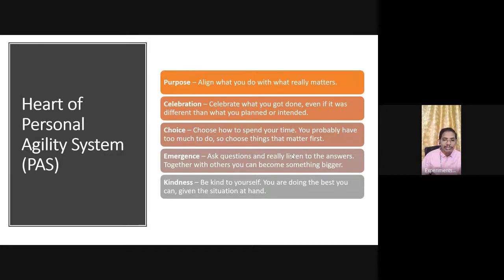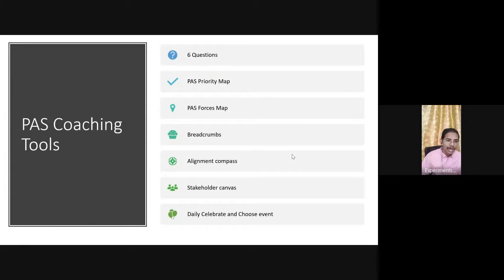So you need to be very kind with yourself at the end of the day. Okay, so how are we doing this? This personal agility system consists of these tools. Okay, let's look at some of the things here. So 6 questions is asked. What are the questions? I'll tell you. Then there is a priority map. So this priority map is used for everyday activities. I'll show you how my priority maps looks like and some of the examples I'll show you, right?